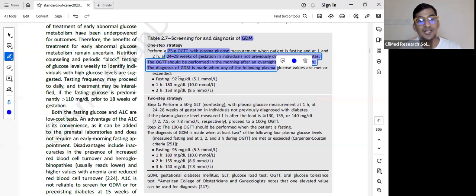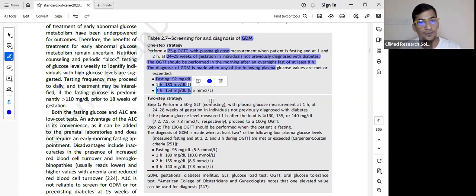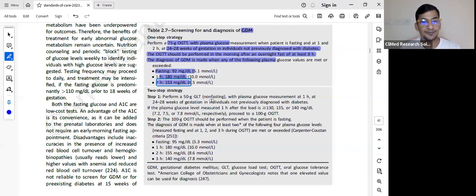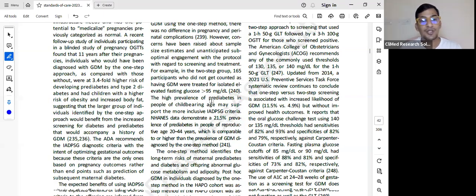So the fasting, if it is up to 92 mg, then normal. Then 1 hour, if it is 180, then normal. If it is 2 hours, then 153, normal. Otherwise, no. You can consider them as GDM patients. Okay, guys, so you will see all these here.